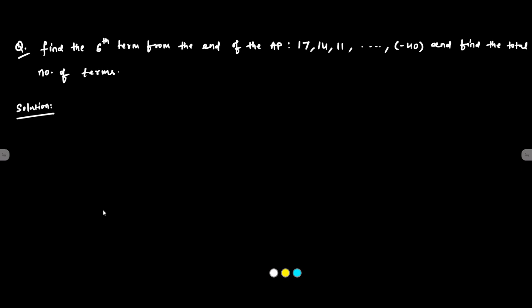So here is another question on the general nth term of an arithmetic progression from the end. It is given, find the sixth term from the end of the AP given by 17, 14, 11 up to minus 40, which is the last term. And again we have to find the total number of terms that are present in the given arithmetic progression.